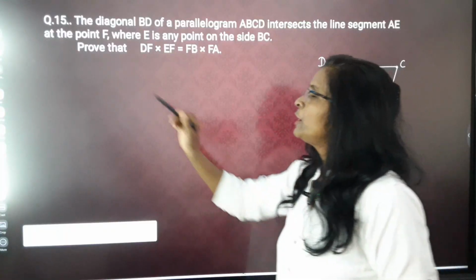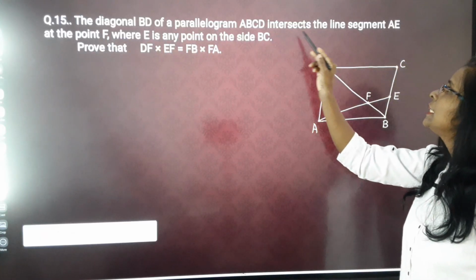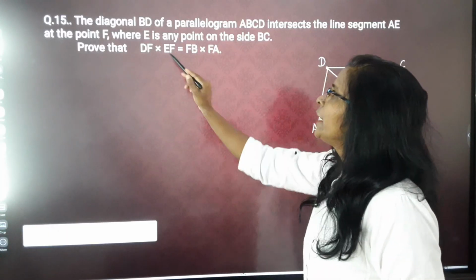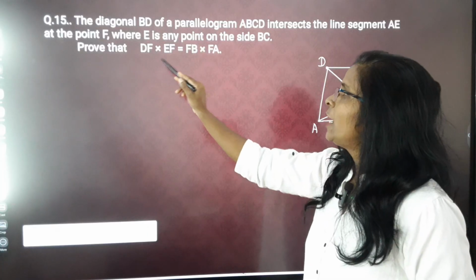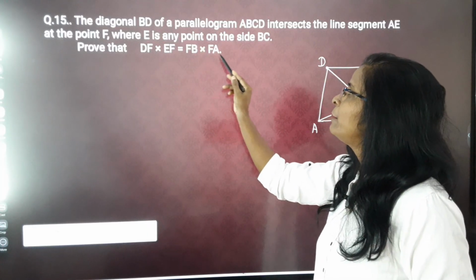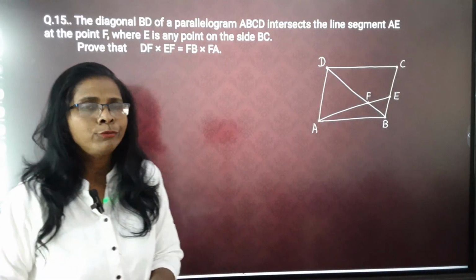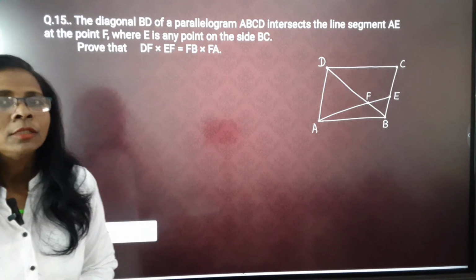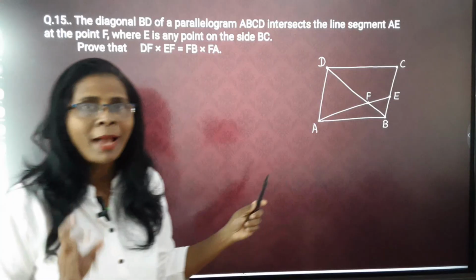Example students, question 15. The diagonal BD of a parallelogram ABCD intersects the line segment AE at the point F, where E is any point on the side BC. Now prove that DF multiplied by EF is equal to FB multiplied by FA. Now students, first observe the figure carefully. That is the given. Which components are given here? First, this quadrilateral is a parallelogram.